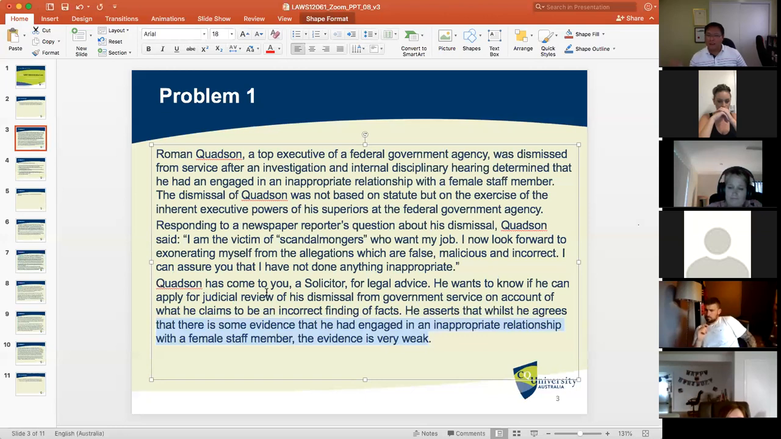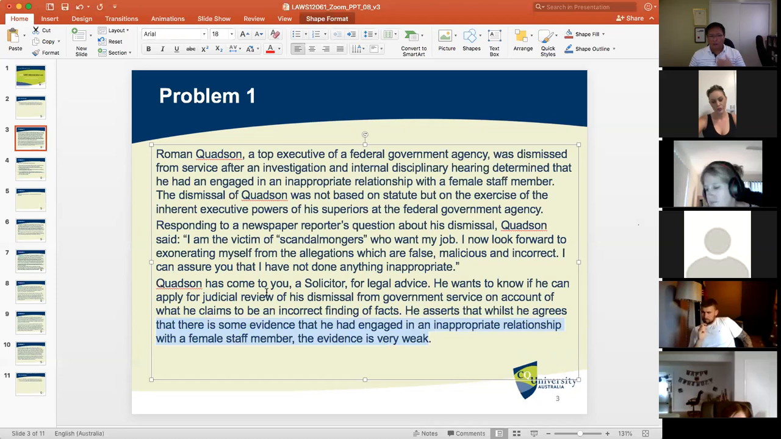So in other words, there is no ground for judicial review on the ground that there is a lack or an absence of evidence under common law. Remember that the grounds for judicial review in relation to Section 39B of the Judiciary Act of 1903 come from the common law. So when you look at the grounds, you're looking at the common law. And we know that based on the common law, the mere fact that the evidence is weak is not the same as saying that there is no evidence.